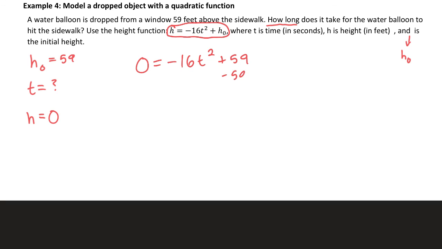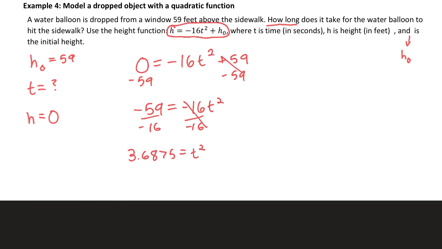So minus 59, minus 59. Negative 59 equals negative 16t squared. We're going to get some decimals here, so we'll talk about rounding and all that stuff. So I'm going to divide both sides by negative 16. So negative 59 divided by negative 16 is 3.6875. And that decimal ended, so I'm going to write out the entire decimal. And that equals t squared.